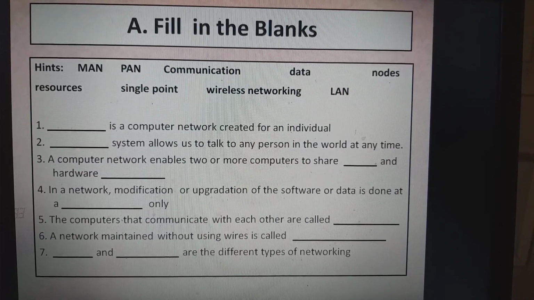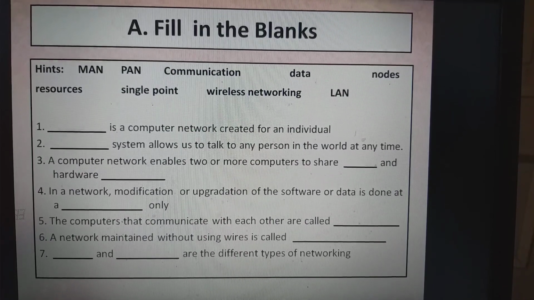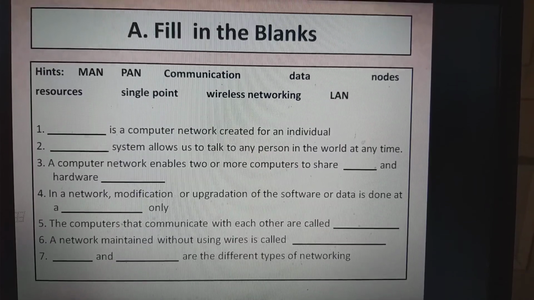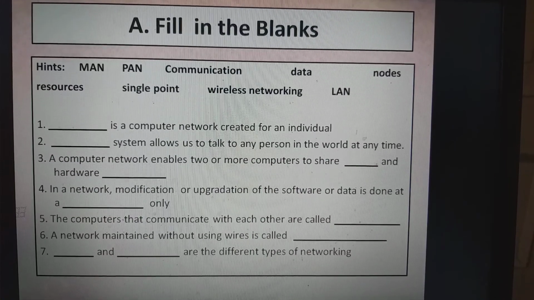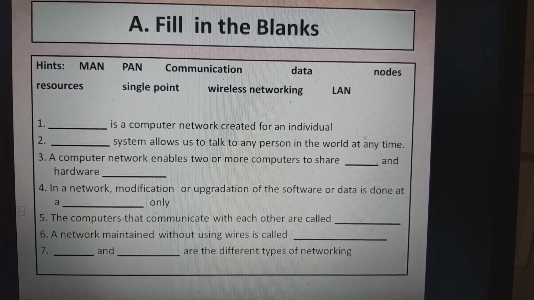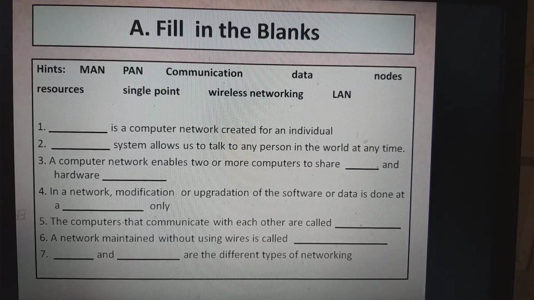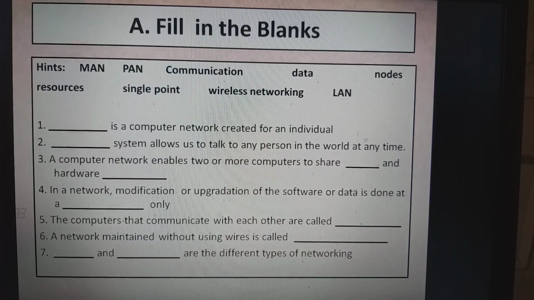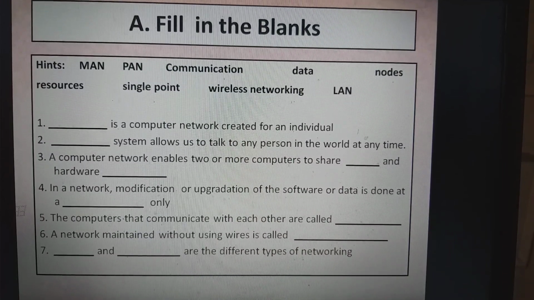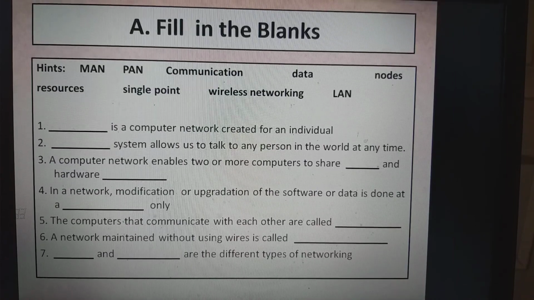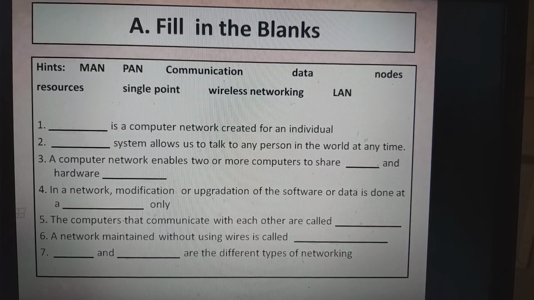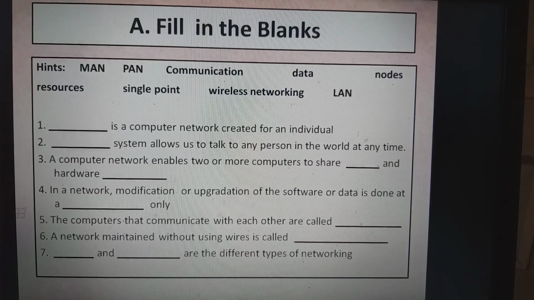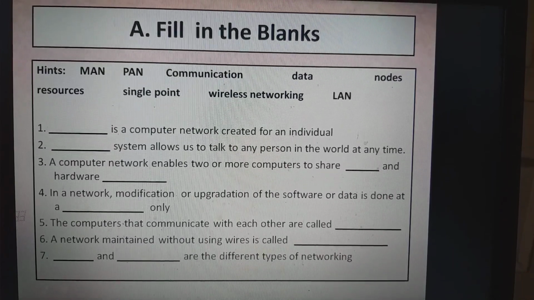Number 4. In a network, modification or upgradation of the software or data is done at a dash only. So, we know modification or upgradation is done by the central server. So, the answer will be single point. Number 5. The computers that communicate with each other are called dash. So, what will be the answer? The answer will be nodes.